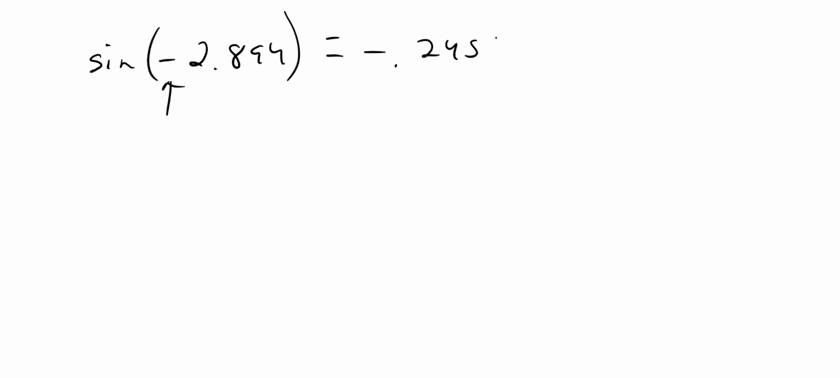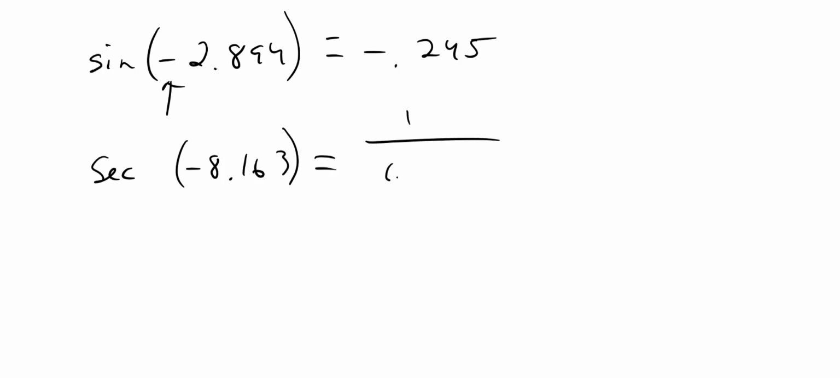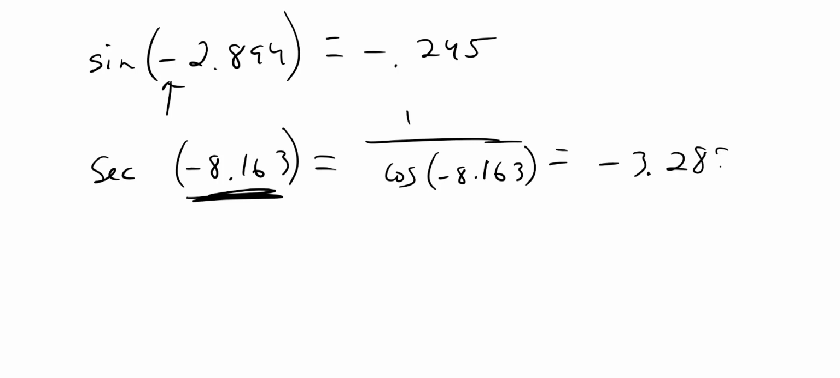How about a negative value? What happens when we have a negative value? What if I said sine of negative 2.894? You just type the negative in there. That's all you do. It's super easy. And you get negative 0.245. So if I type in the secant of negative 8.163, you type in 1 divided by the cosine of negative 8.163. And that gives you negative 3.288.